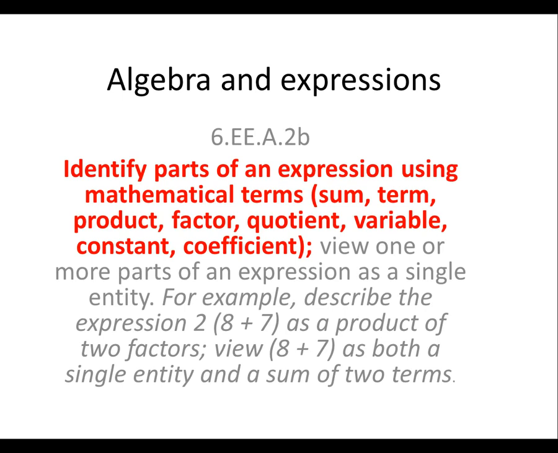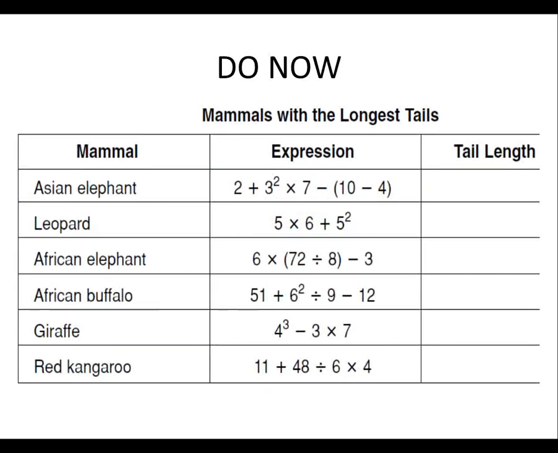You guys know what a sum is. You might know what a term is. Product, factor, quotient. You know what those are. Variable, we've used those. And constant and coefficient are going to be new. Coefficient. Not coefish.